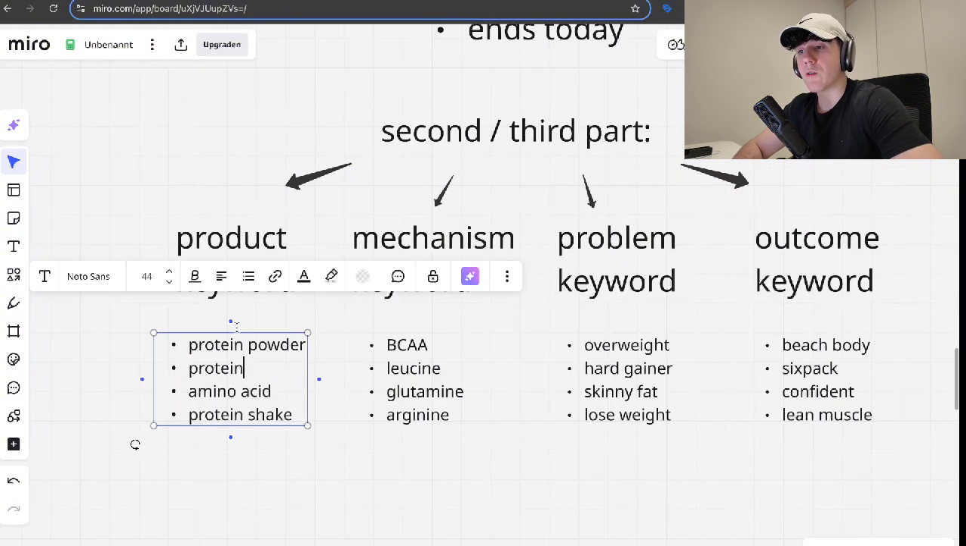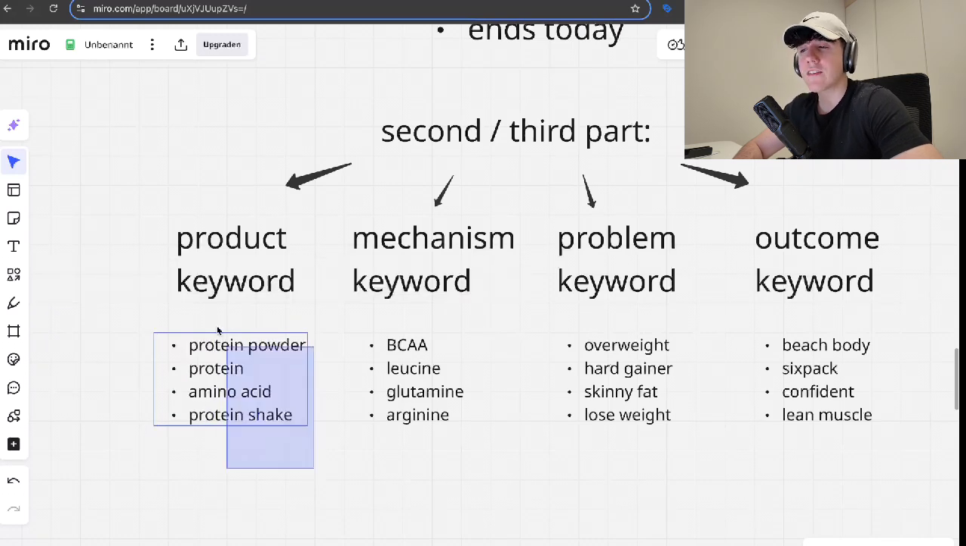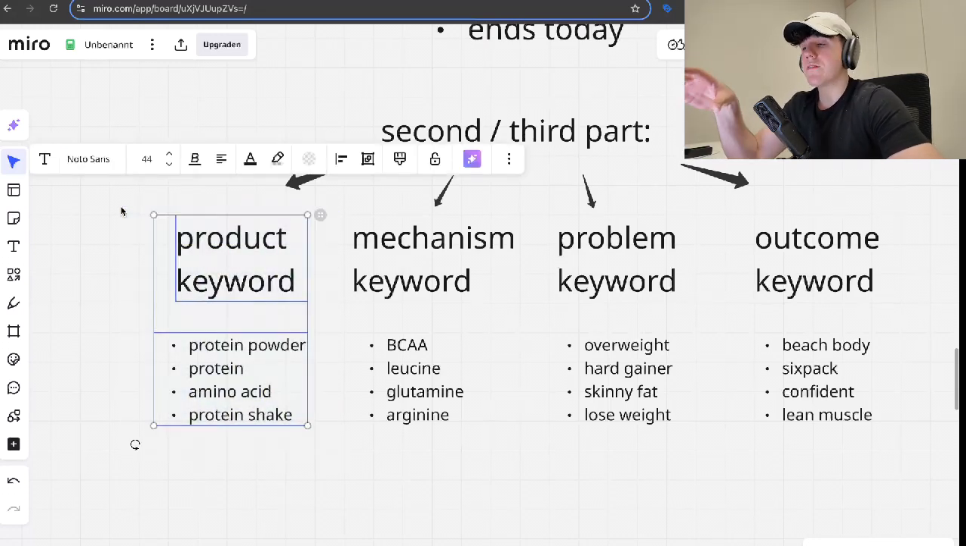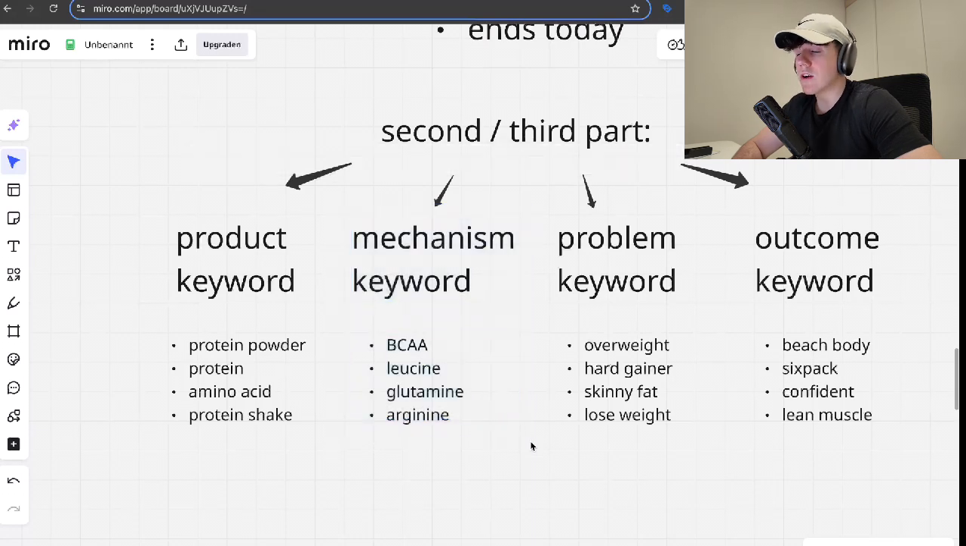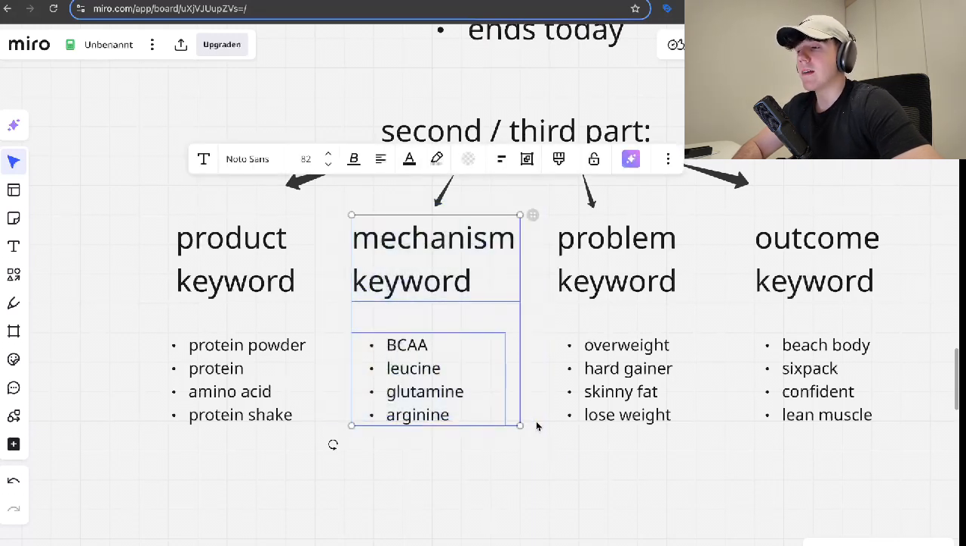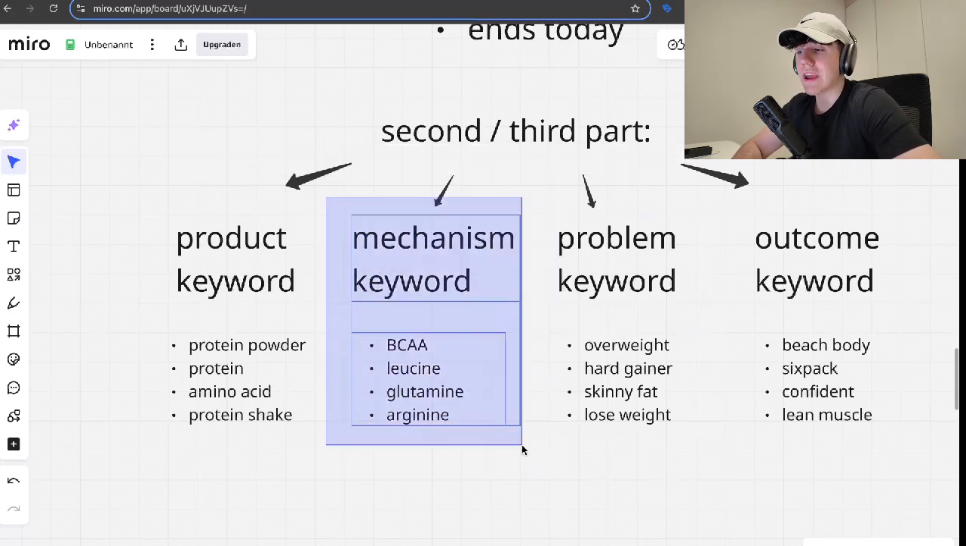For product keywords, you can just look for protein powder, protein, amino acid, protein shakes, anything surface level that is a pretty aware keyword, because these are going to be competitors that run ads to very aware markets. This is often found more for products like protein powder that have a very aware market already. However, if no one knows about your product in the first place, you're going to find fewer competitors with this type of keyword. Then we have the mechanism keyword, which is an ingredient, or something that describes the process of getting to the outcome.